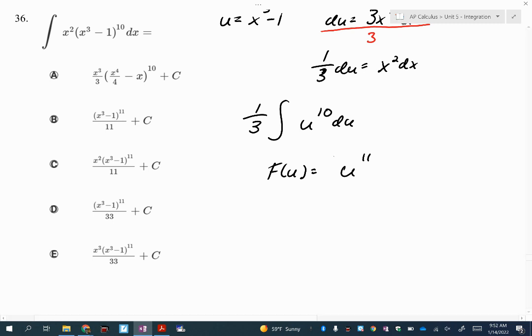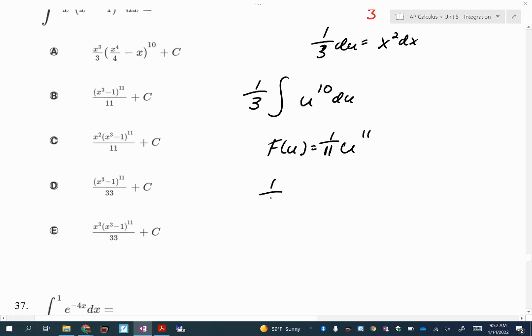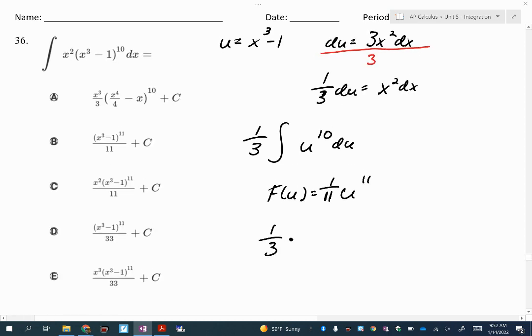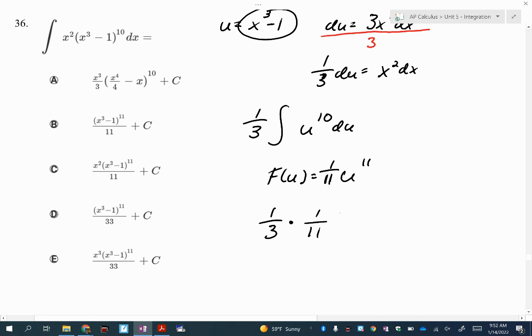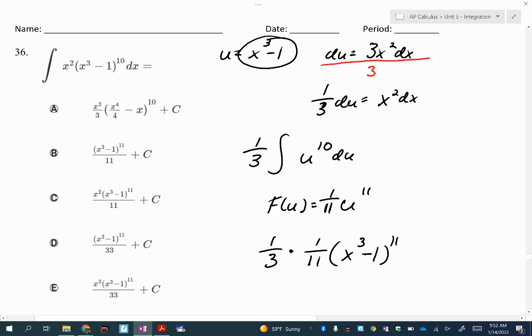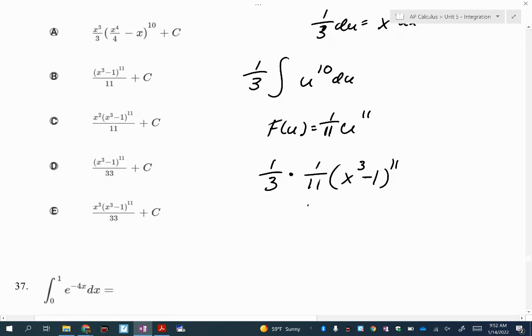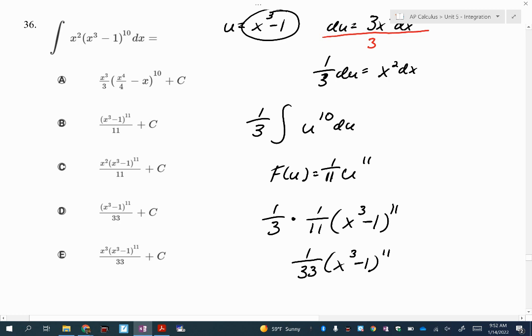I want just 1. So do the reciprocal. Now I'm going to put 1/3 in front of this. And because this is indefinite, I'm going to bring back in my u. So it's going to be 1/11th times x cubed minus 1 to the 11th power. If you multiply the 1/3 and the 1/11th, you get 1/33. So I'm looking for this in my answer. And the only one that makes sense, it's written a little differently, but you have the 33 in the denominator, is going to be letter D.